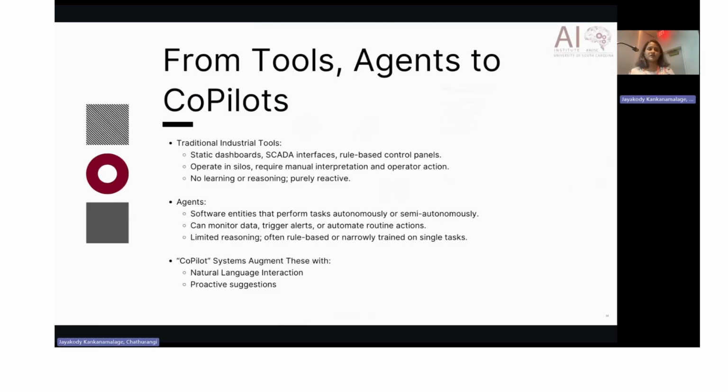Now you know about agentic systems and the difference between tools, agents, and copilots. As Ranjit described, we saw that the agents have been integrated with external components, and then copilot systems emerged. These copilot systems augment the capabilities of the agentic systems through more advanced natural language interactions, and they give proactive suggestions for the problems that we have at hand.